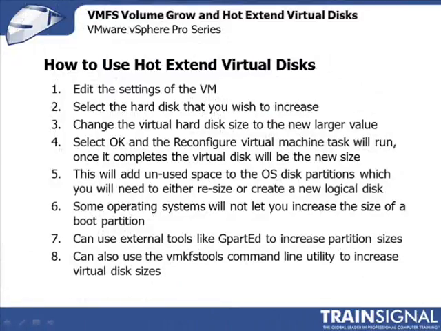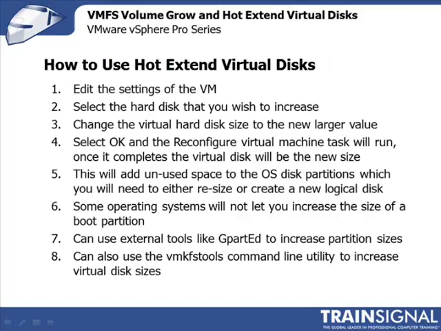Let's now look at how to hot extend virtual disks. You first edit the settings of a VM, and then select the hard disk that you wish to increase the size of. Next, change the virtual hard disk size to the new larger value, and then select OK, and the Reconfigure Virtual Machine task will run. Once it completes, the virtual disk will be the new larger size.